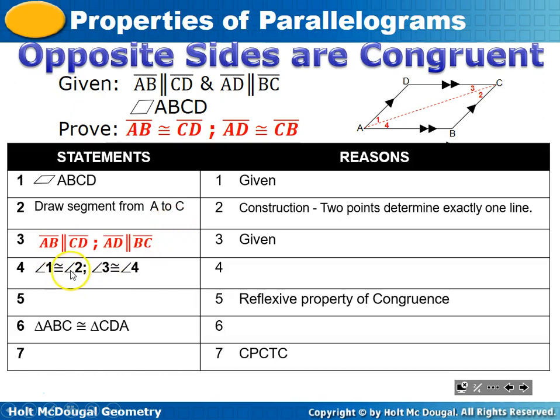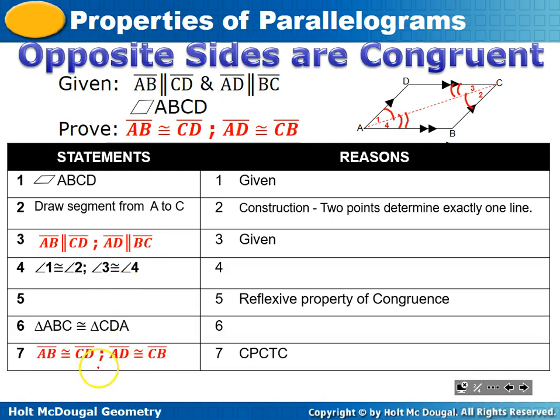Then let's look at these angles here. 1 is congruent to 2 and 3 is congruent to 4. So let's go ahead and mark this in the drawing. 1 is congruent to 2, and 3 and 4 are congruent. So you should be able to see that those are alternate interior angles. So that's why we can make that statement.